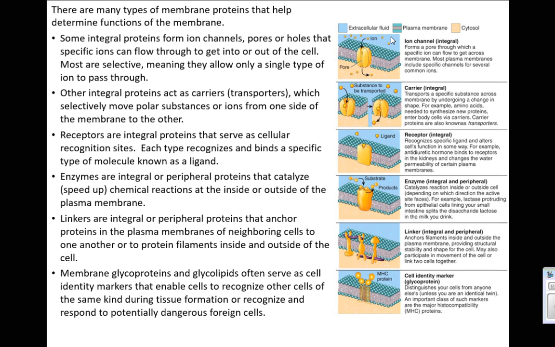And then membrane glycoproteins, glycolipids often serve as cell identity markers, kind of acting like a flag on top of a castle, allowing cells to recognize one another. These are important, like when we talk about white blood cells, how they can recognize if something's foreign or not. Unfortunately, sometimes white blood cells will attack our cells, and they can cause different diseases. We call those autoimmune diseases. If you've ever heard of multiple sclerosis or type 1 diabetes, rheumatoid arthritis, we'll talk about how the immune system's kind of failing us in that situation.